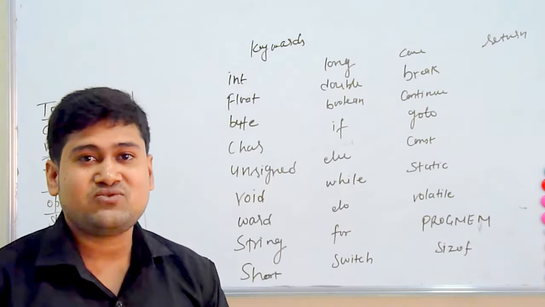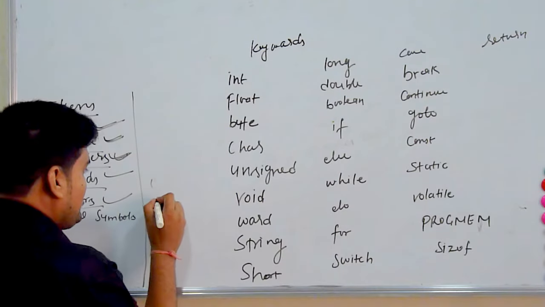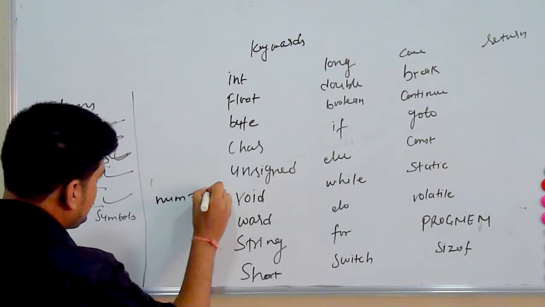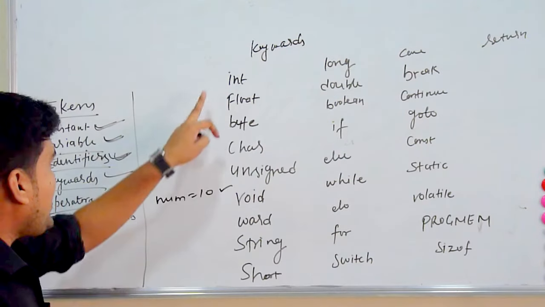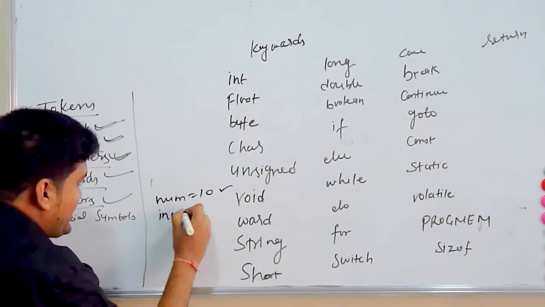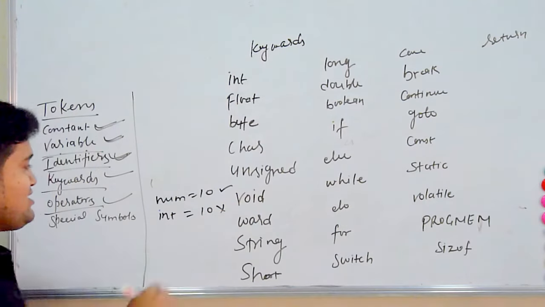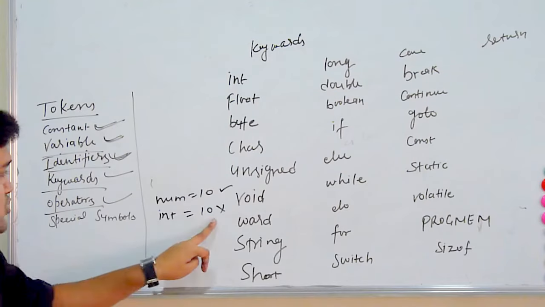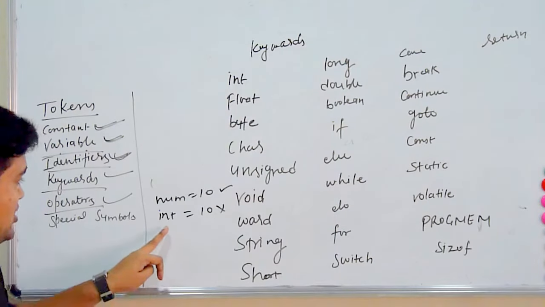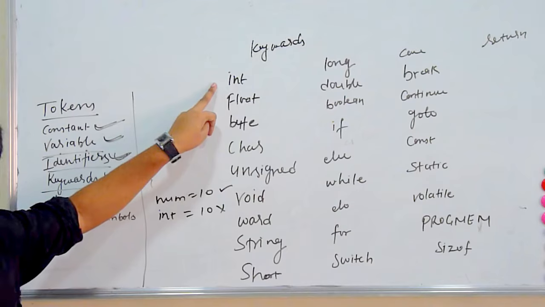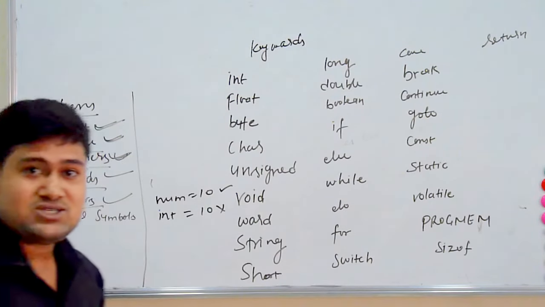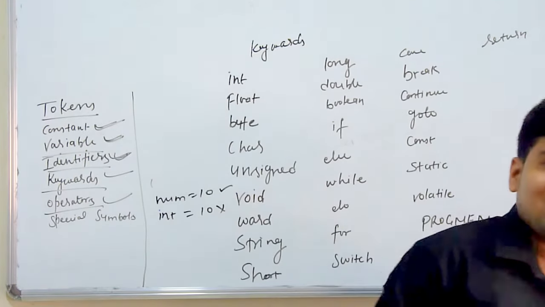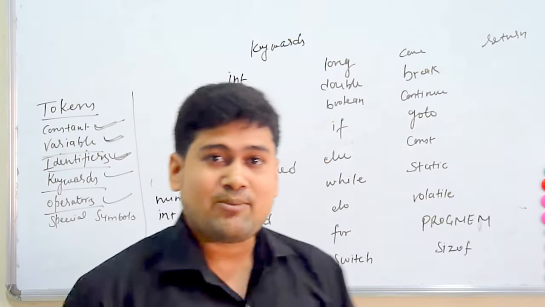Now what is the use of keywords and why do we use the keywords? Suppose we are declaring a variable num equals to 10. This is the right concept. But if we use any keyword as a variable or as an identifier, this is wrong. If we write here int equals to 10, we cannot do that. Why? Because int is already a keyword. So we cannot declare a variable as a keyword. So this is the use of the keywords. Keywords are the fixed and reserved words of the programming language.